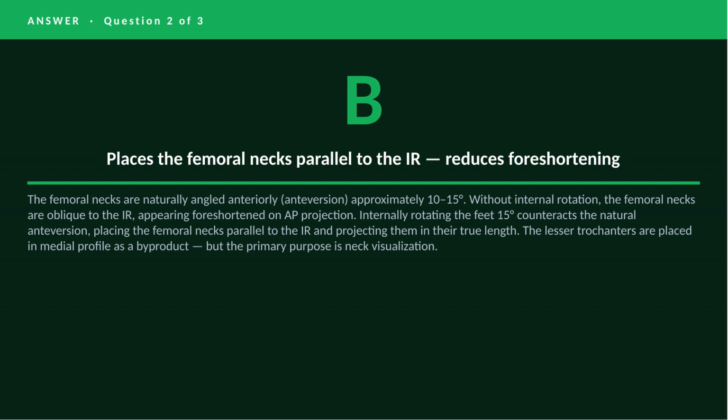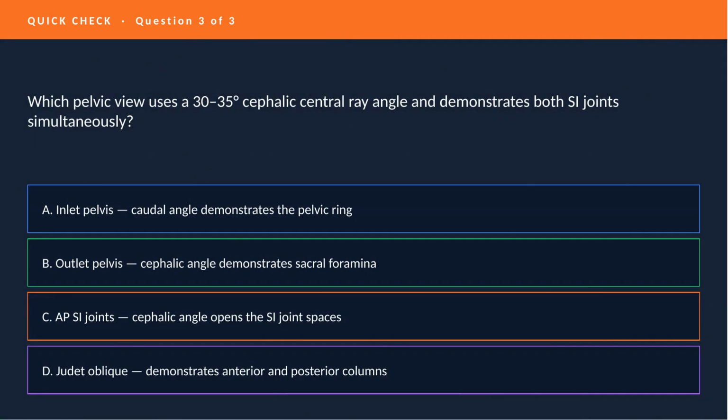Internally rotating the feet 15 degrees counteracts the anteversion, bringing the femoral necks parallel to the IR and displaying them in their true length. The lesser trochanters are brought to medial profile as a byproduct, but the primary purpose is accurate neck visualization.